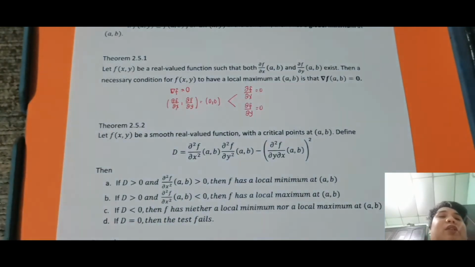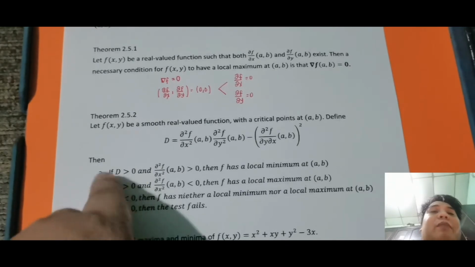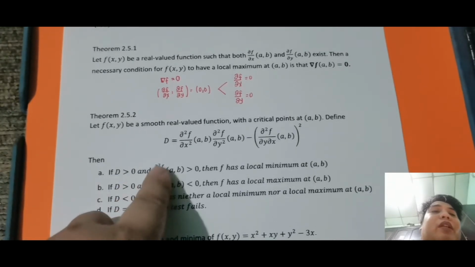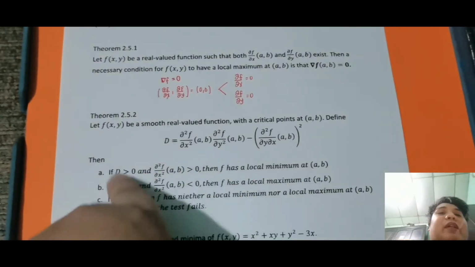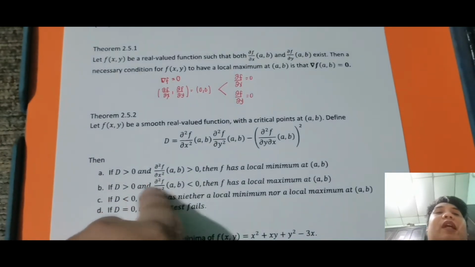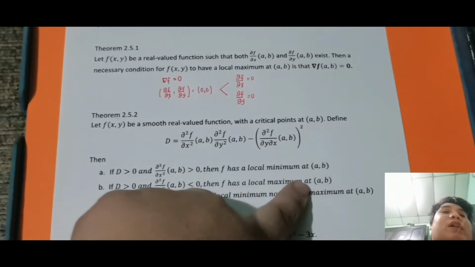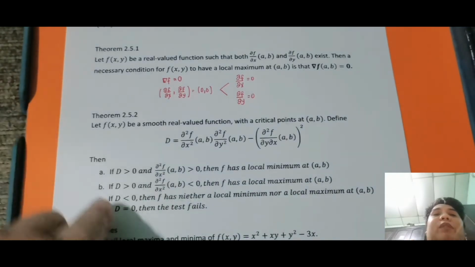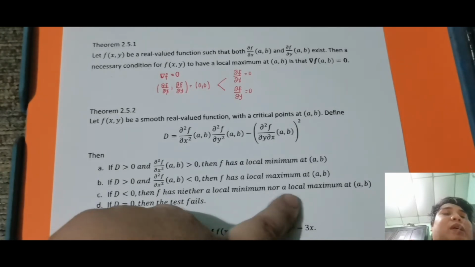So, yung lalabas na value ng D natin, if D is greater than 0 and the partial derivative of f with respect sa x of a, b is greater than 0, then f has a local minimum at a, b. So, yan yung unang condition. Okay, if D is greater than 0, and yung second partial derivative niya with respect sa x is less than 0, then f has a local maximum at a, b. So, yan yung dalawa. Now, if D is less than 0, then f has neither a local minimum nor a local maximum at a, b.